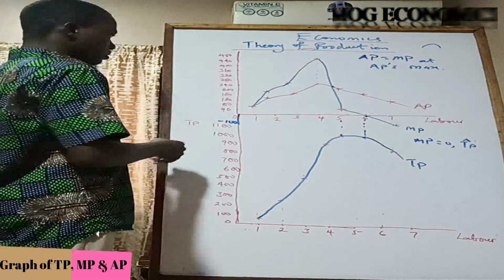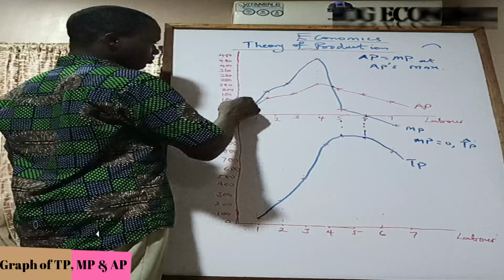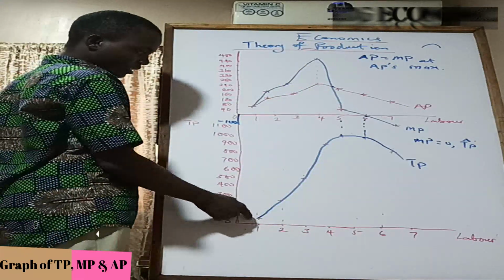Now look, at the beginning when MP was rising, as MP was rising at this point, TP increases increasingly.